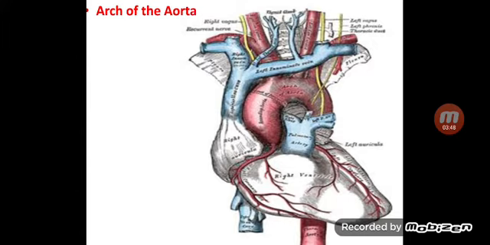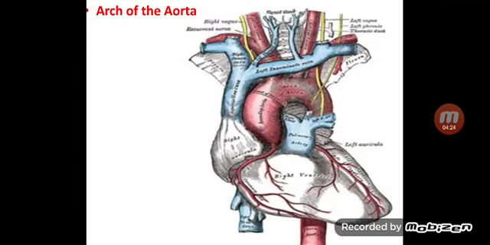So it starts at the level of the sternal angle behind the manubrium sterni. It arches upward and backward, then to the left in front of the trachea, then to the left side of the trachea. In this region, at the level of the sternal angle, it ends. The arch of aorta ends at the level of the sternal angle to become continuous downward, below the sternal angle, with the descending thoracic aorta.